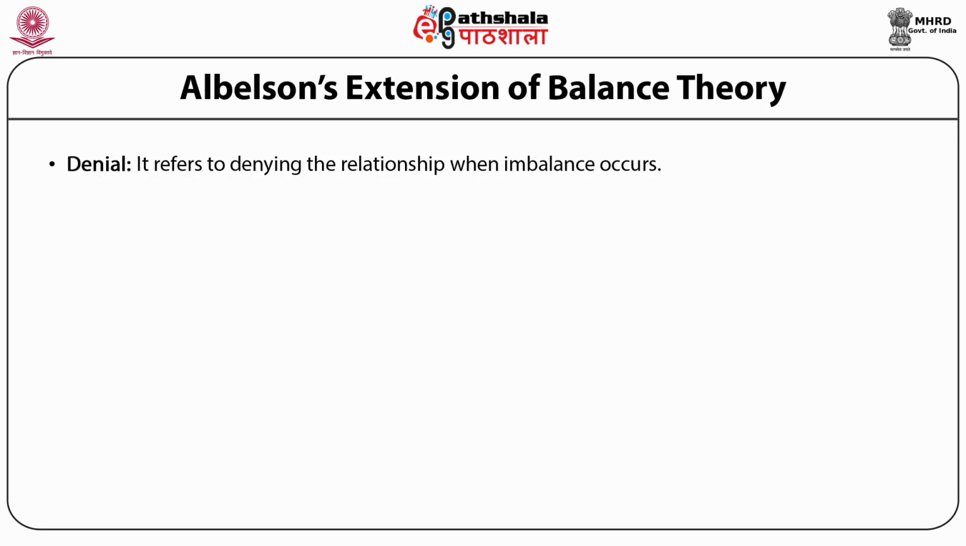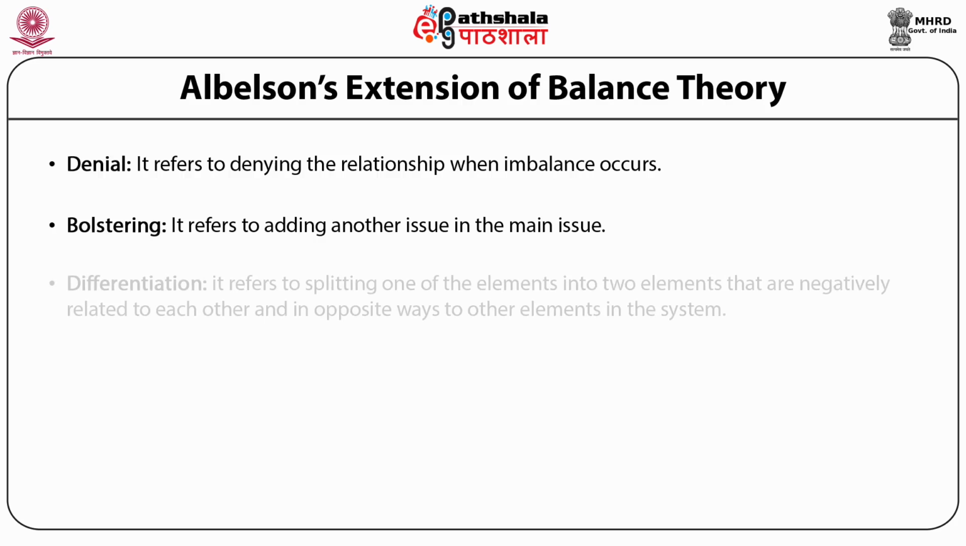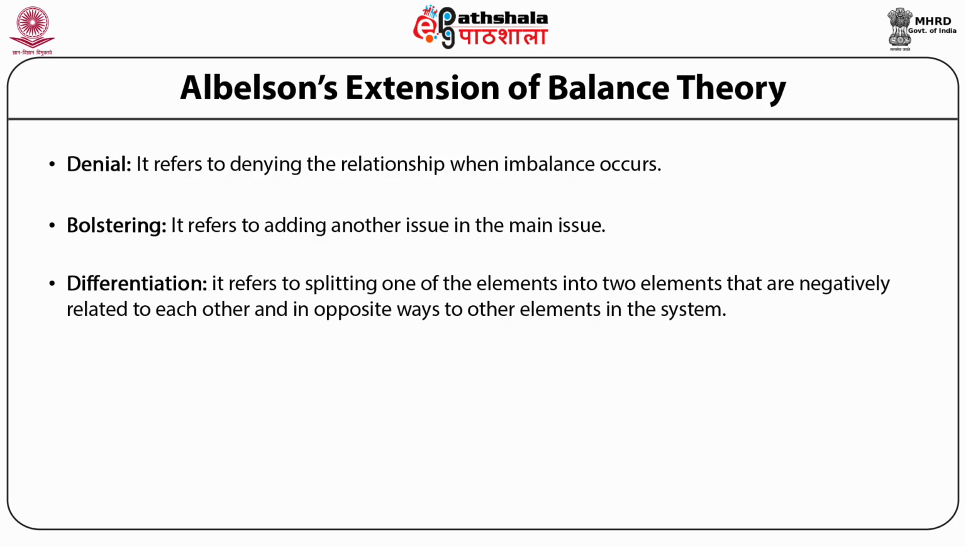Second mode to maintain the balance is bolstering. Bolstering refers to adding another issue in the main issue. Third mode is differentiation. Differentiation refers to splitting one of the elements into 2 elements that are negatively related to each other and in opposite ways to the other elements in the system. The fourth mode of resolving the imbalance is transcendence. Transcendence means combining the elements into larger ones.